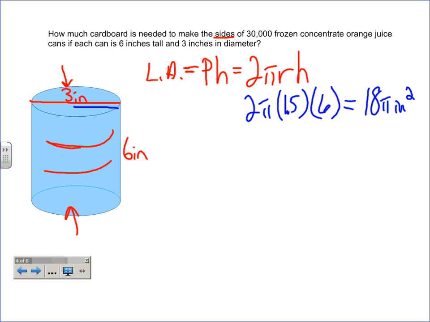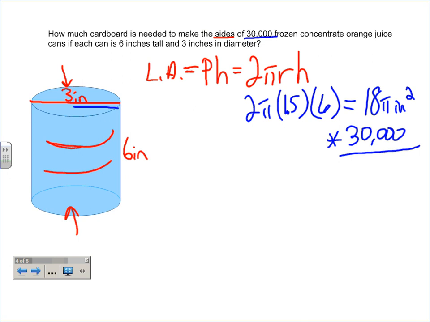You might have a decimal there, and that's fine. What is it, 55-ish or something like that? So 56-ish. Now that's for how many, though? That's for 1. We need to take that answer times how many we need, which is 30,000. How do we know that? It says so right there.